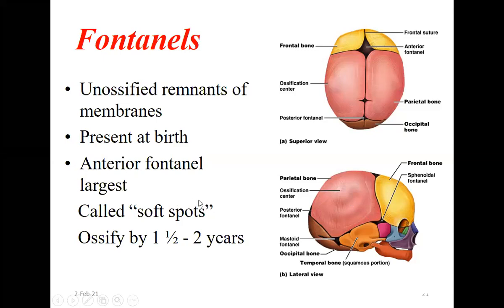In the skull of a child less than 1.5 years, if you put your finger, you can feel softness here. So this is the anterior fontanel, the largest fontanel, which is also called the soft spot. This will fuse or ossify by 1.5 to 2 years of the age of the baby. If the child reaches 1.5 to 2 years, then it will fuse. It will ossify.